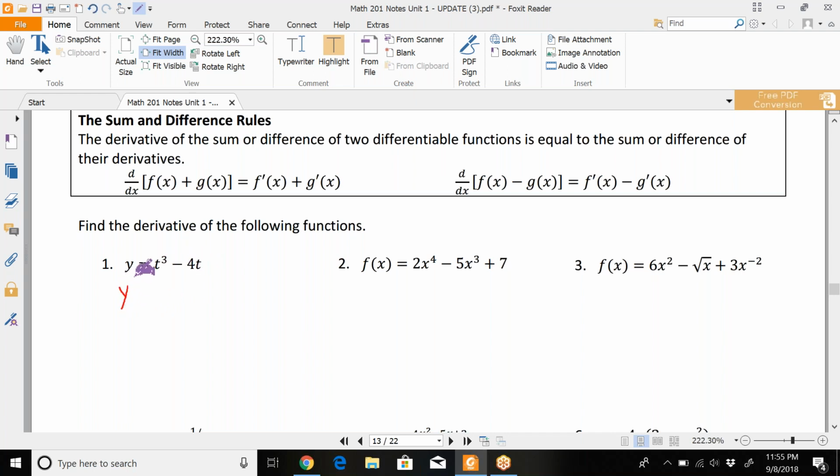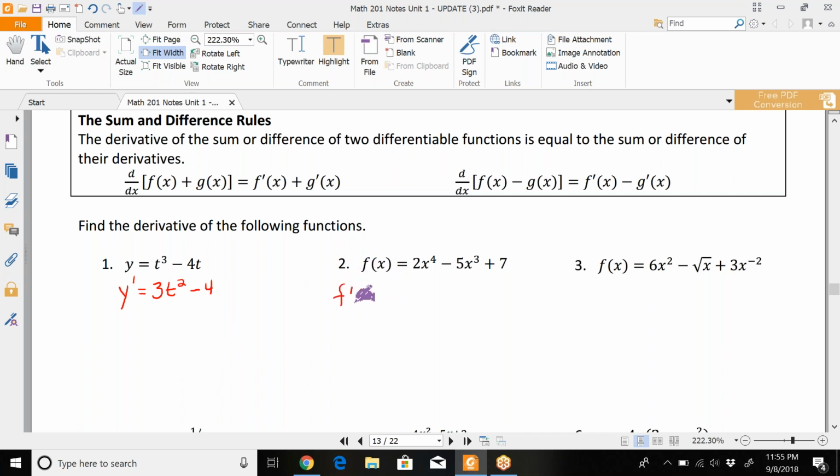And remember, we call that y prime, and we're just using the power rule, which says you bring the power on your base to the front, times it by the coefficient there, and then you lose a power. So this would be 3t squared minus 1 times 4 would be 4. T to the 0 would just go away and become a 1. So that would be our derivative there.